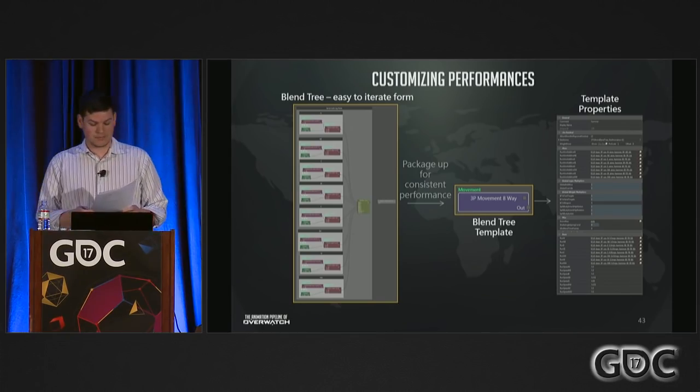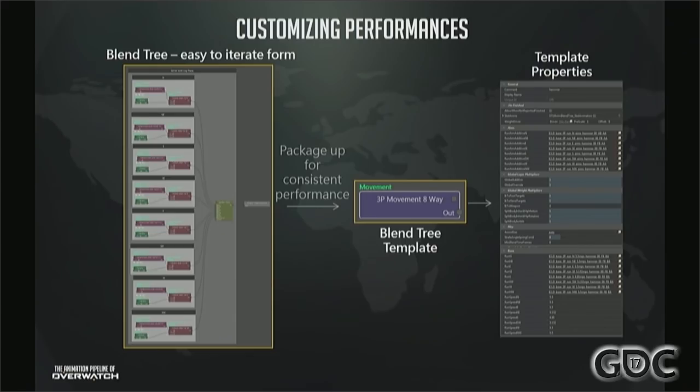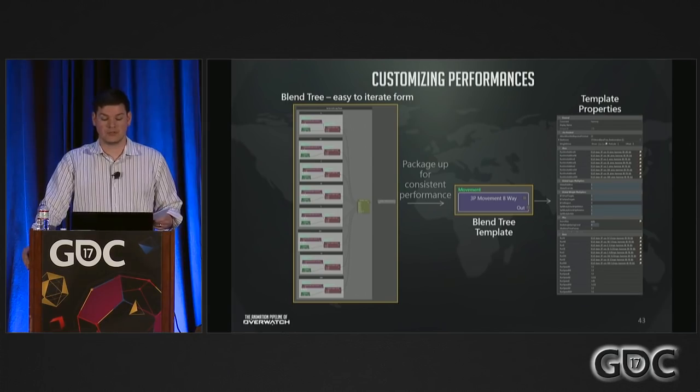So to summarize, to create a new performance, an animator first assembles rough assets in collaboration with the animation engineer in blend tree form. After they're happy with how the character's behaving, the engineer packages the blend tree and exposes the necessary settings and fields that animators can use to bring this performance to other heroes.